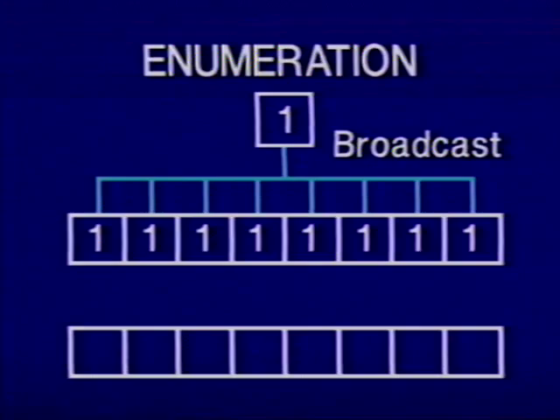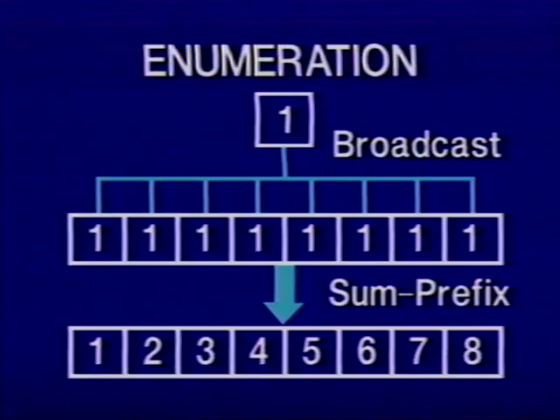A very simple example is an operation known as enumeration. In this operation, we wish to assign a different number to each processor. And this can be accomplished easily in two steps using building blocks we've already seen. The first being broadcasting. We take the number 1 and broadcast that to all the processors. We then apply a sum prefix operation so that each processor receives the sum of the 1 that it contains, plus all the 1s preceding it in the line. And the result is that each processor gets a different number from 1 through 8.